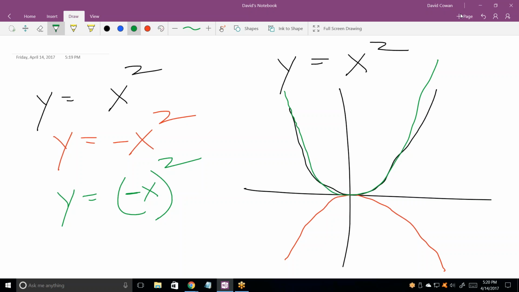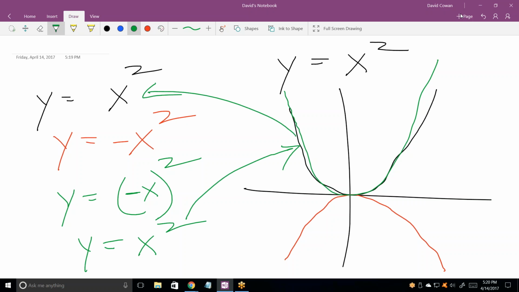In other words, if I do this process, I get y equals positive x squared. Negative x times negative x is positive x squared. So this green function should look exactly like that function, even though I had a negative x inside the parentheses. The only reason I did this was I wanted to illustrate all 6 transformations. And that's all there are, 6 transformations.